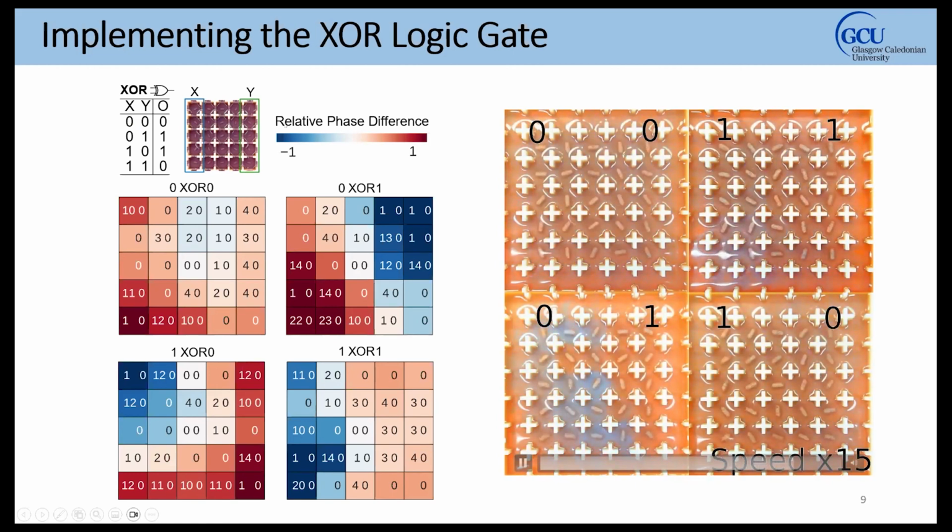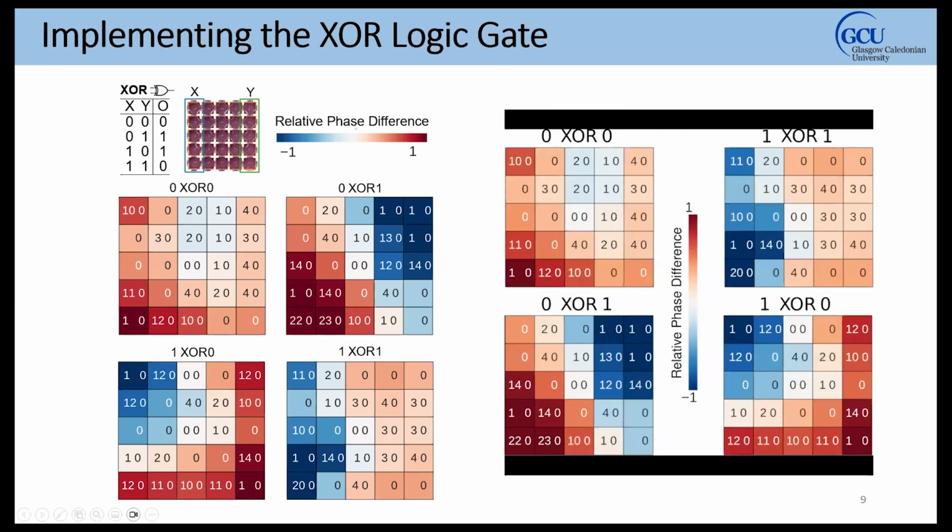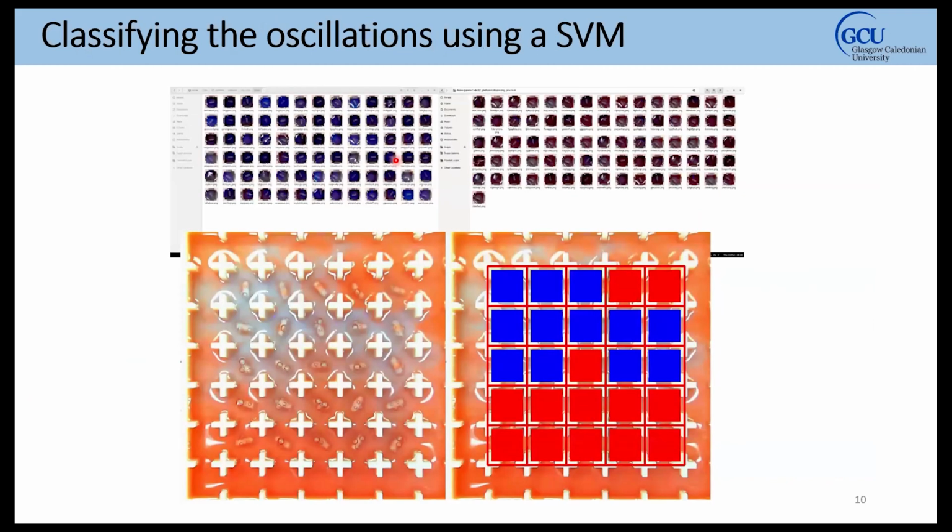So what we did was calculate the relative phase difference between the different cells as the oscillation propagates through the system. We could also analyze the way the wave is moving, and depending on how the wave is moving, we could say if it's going to be a 1 or a 0. As I said, it's sort of like cheating, but we couldn't find any other way of doing it.